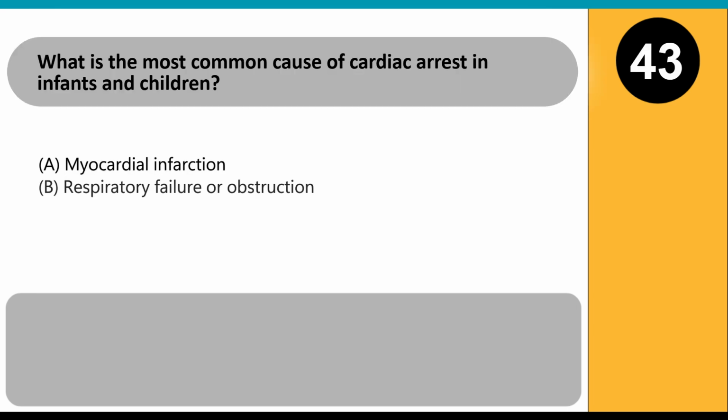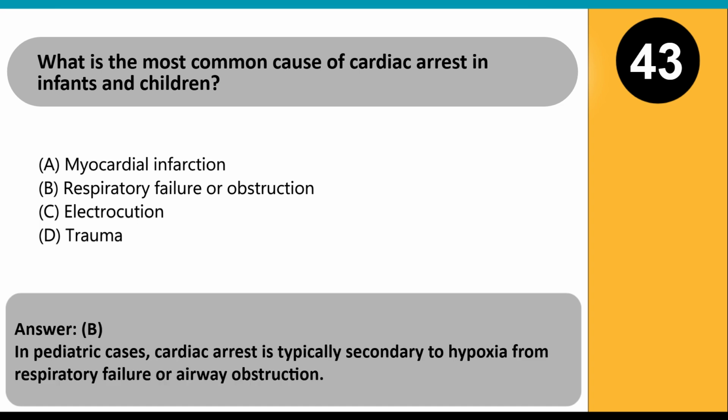What is the most common cause of cardiac arrest in infants and children? A. Myocardial infarction. B. Respiratory failure or obstruction. C. Electrocution. D. Trauma. Answer: B. In pediatric cases, cardiac arrest is typically secondary to hypoxia from respiratory failure or airway obstruction.